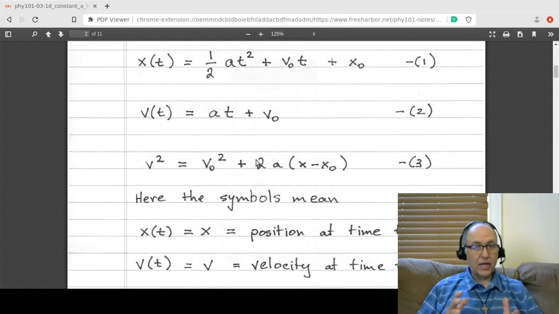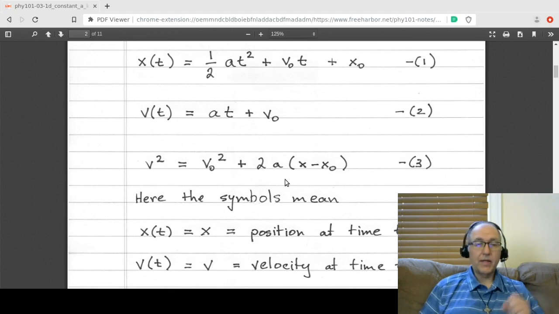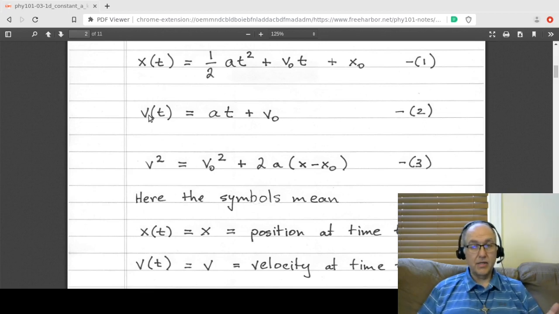But again, it's not a unique equation. It's just like if you take equation 1 and equation 2 and you eliminate the time between them, like solve for time in this one and plug into that one, you get equation 3. Having said that, here we have position as a function of time, velocity as a function of time. And you say, where's the acceleration as a function of time? You don't need it because, remember, acceleration is constant.